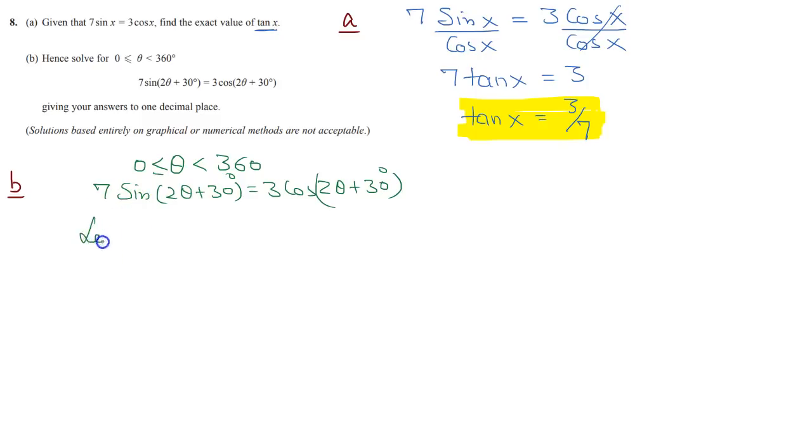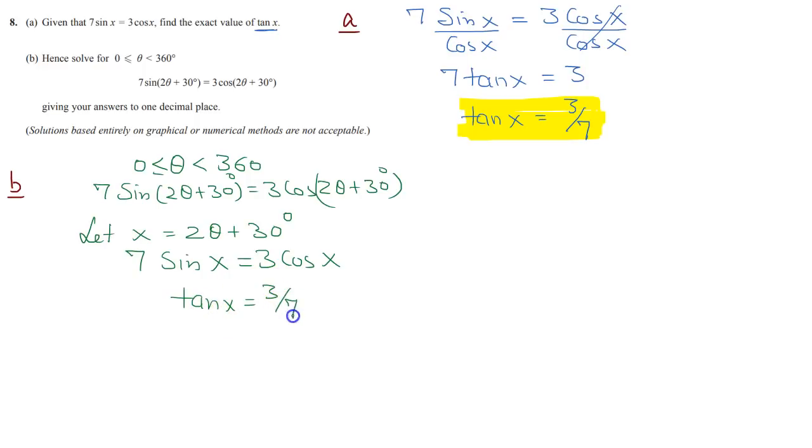Let's say x is equal to 2 theta plus 30. So this equation will become 7 sin x is equal to 3 cos x. So it means tan x is equal to 3 over 7.